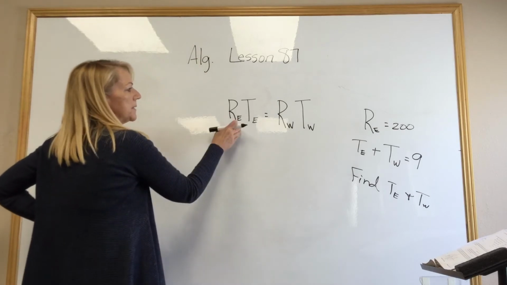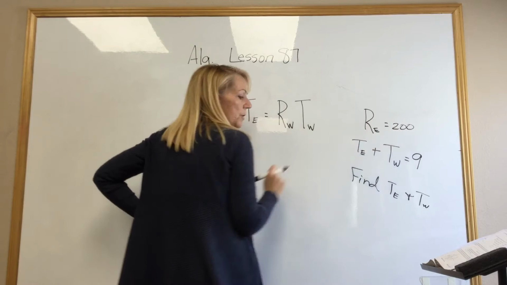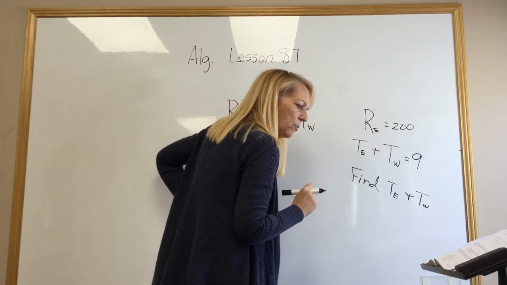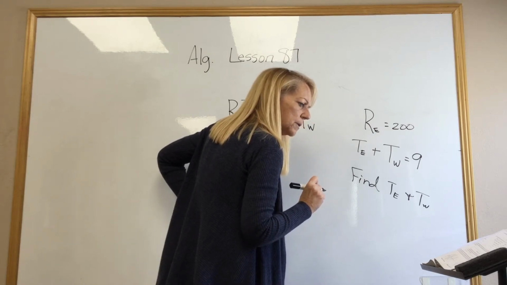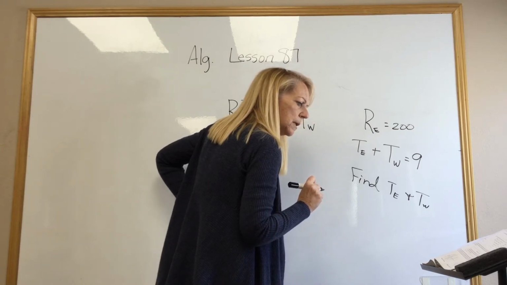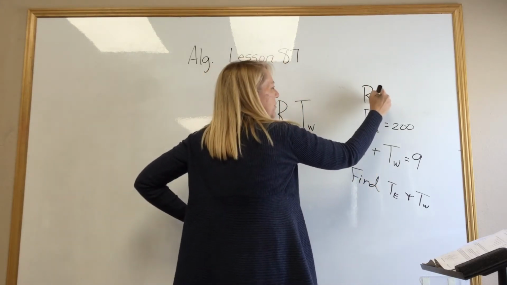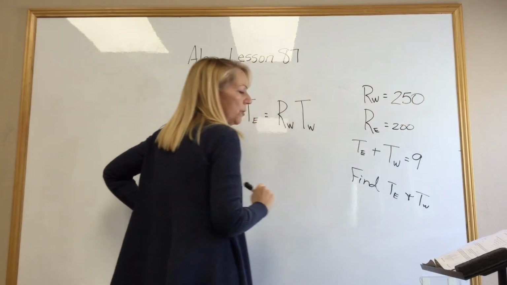So we're going to go in and we're going to substitute in what we do know. R subscript E is 200. So I'm going to put that in there right off the bat. And I think I know one more thing. Let me see. Oh yeah, I left one out. I knew there was a 250. R subscript W is 250.